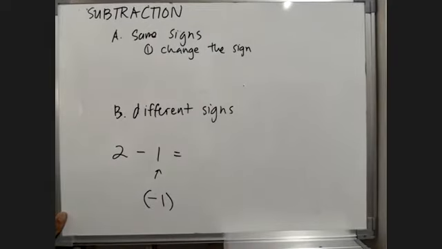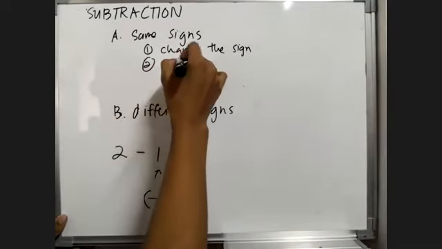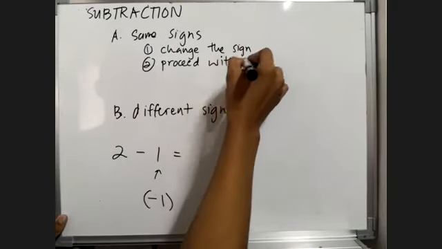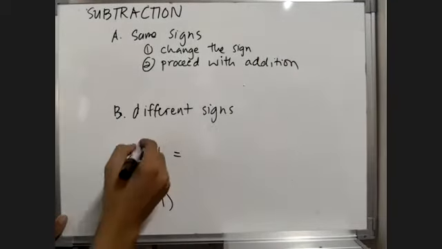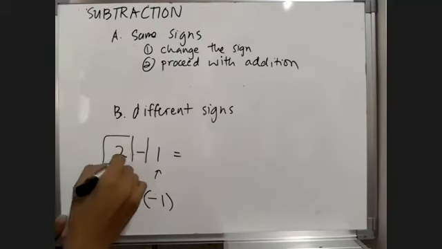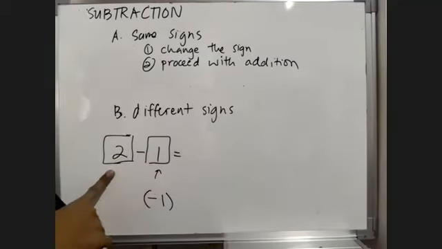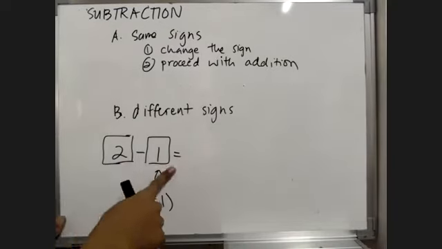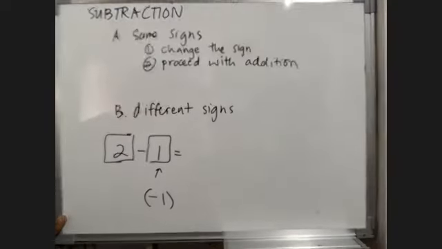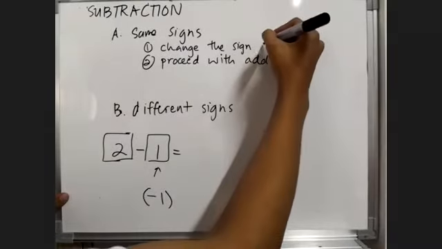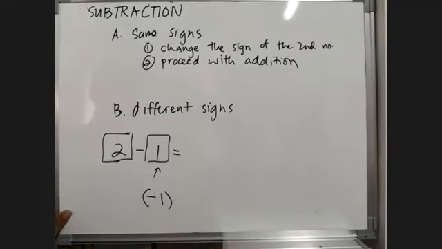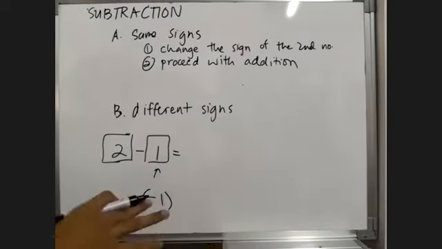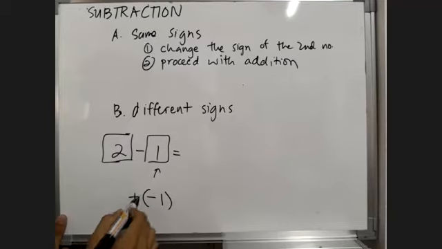Tapos, papalitan natin yung operation. Then we proceed with addition. So, ito, minus, ganito siya, dinivide ko siya into 3 parts. So, ito yung unang number, the first number, the second number, tas ito yung operation niya. Ngayon, change the sign of the second number, then proceed with addition. So, ibig sabihin, papalitan natin yung operation ng minus, magiging plus yan.